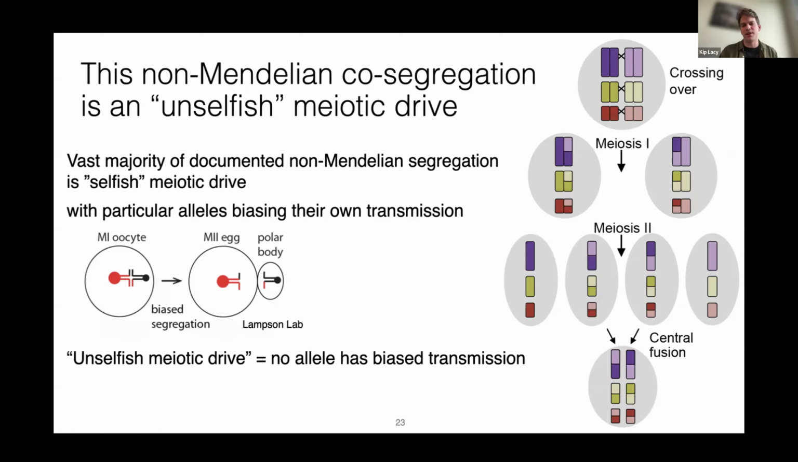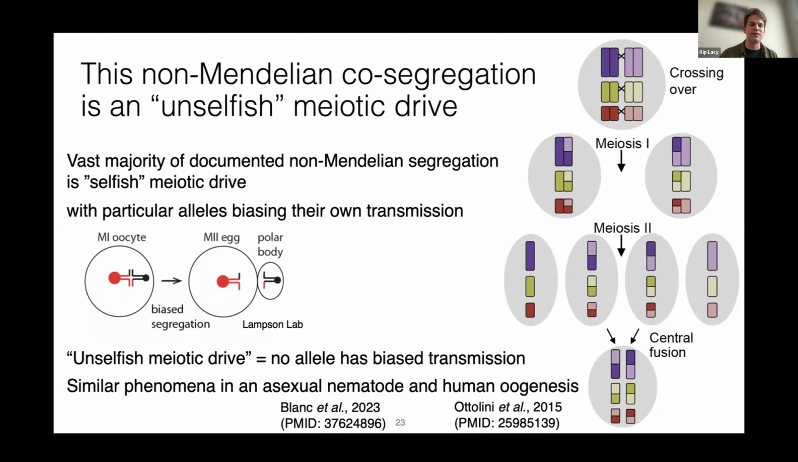What's cool is that even though this is a pretty unique scenario, there's similar phenomena that have been identified in an asexual nematode and also in human oogenesis. In the nematode, it's also associated with maintenance of heterozygosity. And in human oogenesis, it's that chromatids with a recombination event are more likely to be inherited than ones without. And just looking out, if we really want to understand what's going on, that'll take more detailed molecular and cytological studies.